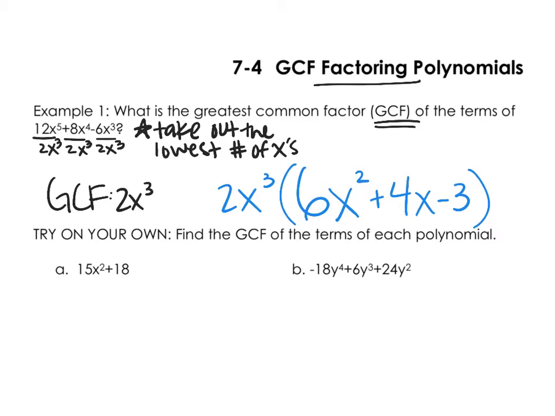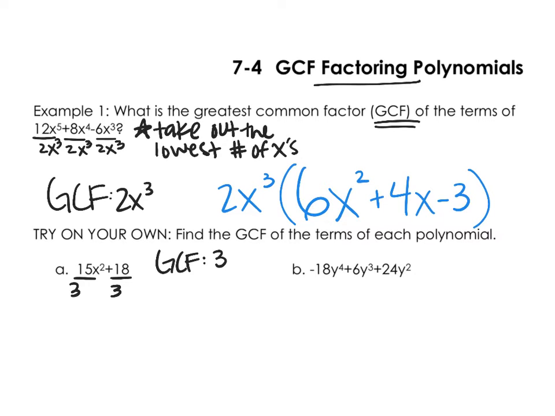Alrighty, now that you've tried those, let's check your answers. On A, it looked like we could divide both of them by 1, which is great, but I want to look for a higher number, and it looks like I can divide both of them by 3. So I'm going to divide both of them by 3. Then I also wanted to see if there were any x's I could take out. Remember, I'm always taking my lowest amount of x's out, and my 18 didn't have any x's, so I cannot take any x's out. In this case, my GCF is just a 3, which is okay. I can have just a number.